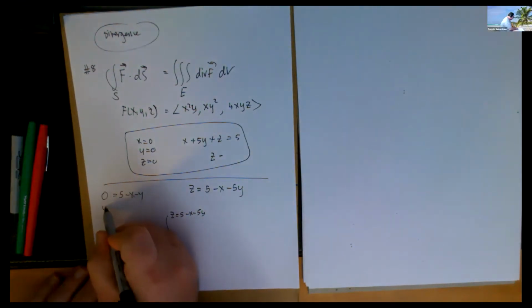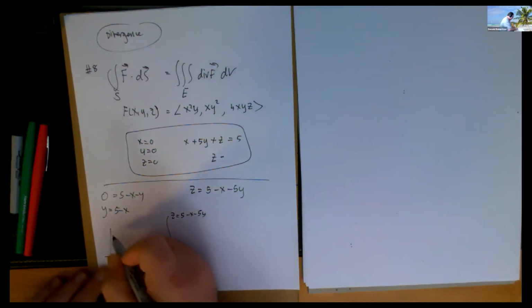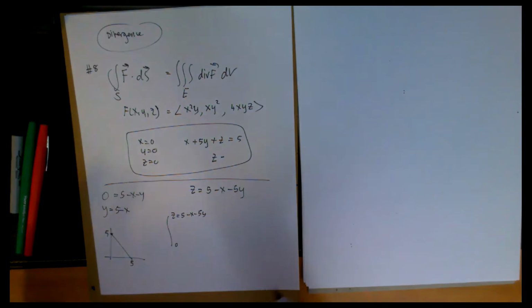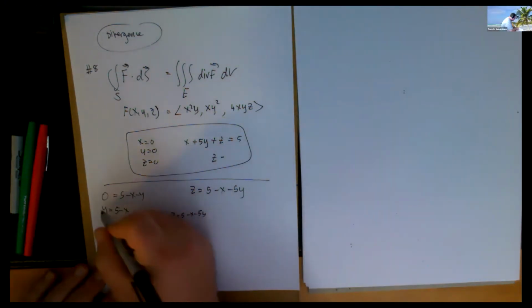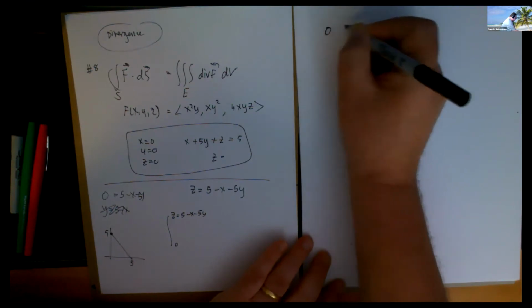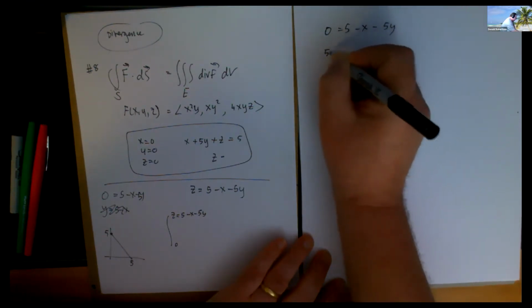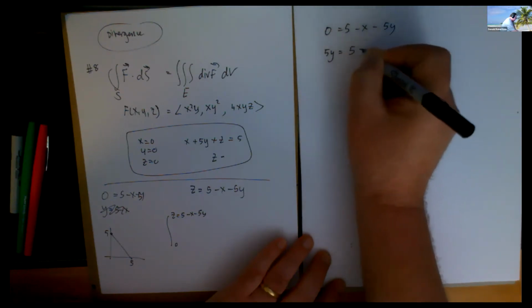So what I now have is y equals 5 minus x. It might be helpful to draw that. You're missing a 5 now. What did I miss? Let me try that again: 0 equals 5, take away x, take away 5y. So that makes 5y equal.